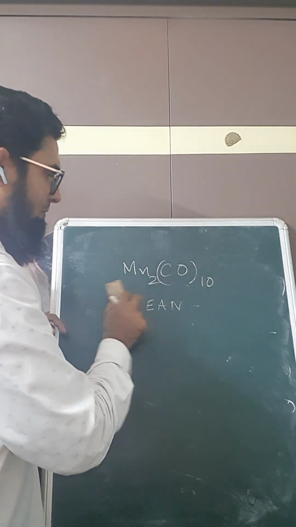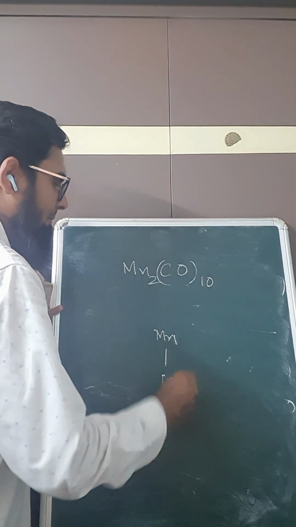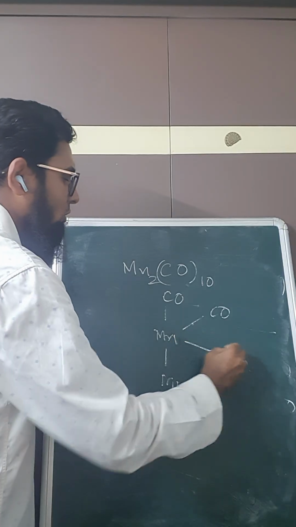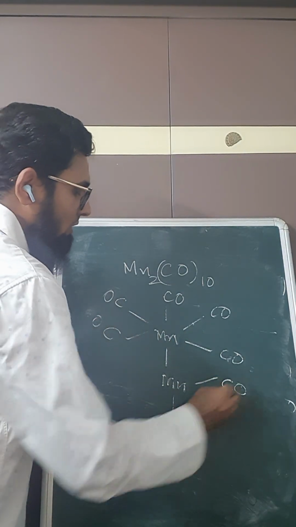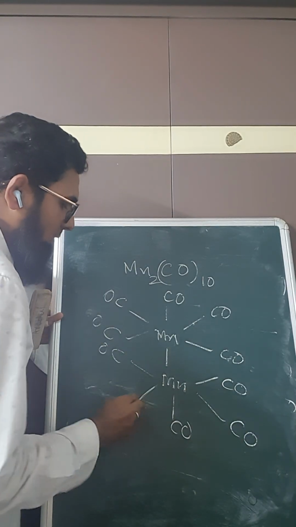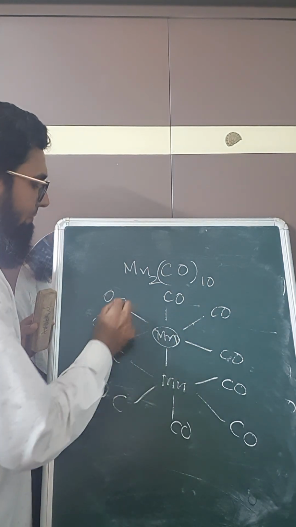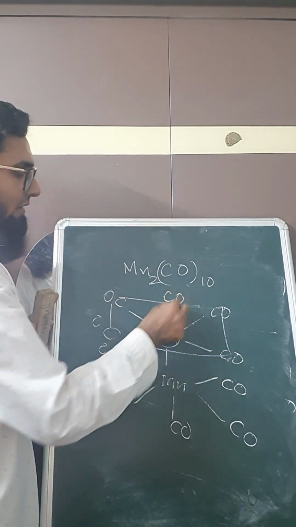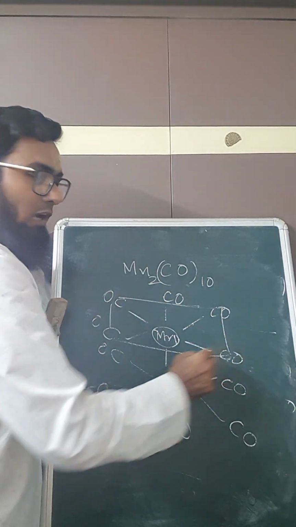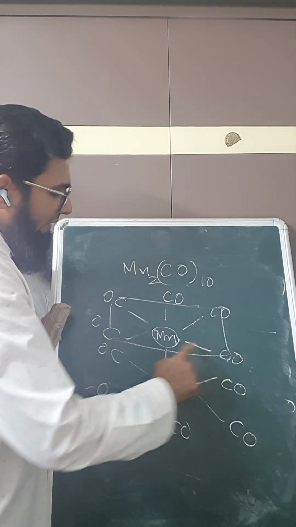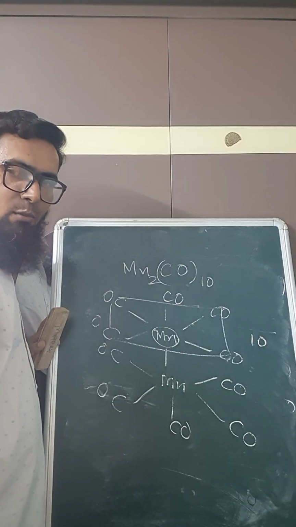How can we explain this? Now, if you look at the structure of this complex, Mn, CO, CO, CO, CO, CO, CO, CO, CO, CO, CO. Now, manganese is surrounded by, in this complex, 5 COs, 1, 2, 3, 4, 5. So, each CO will contribute 2 electrons. Total 5 COs around this manganese will contribute 10 electrons for bond formation.